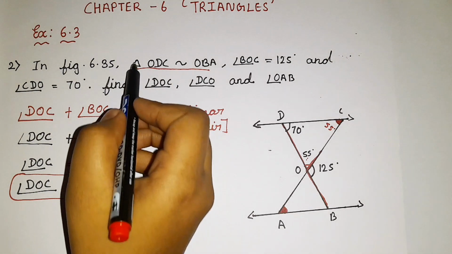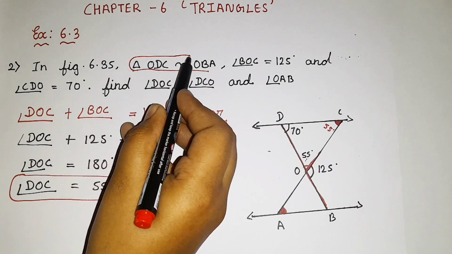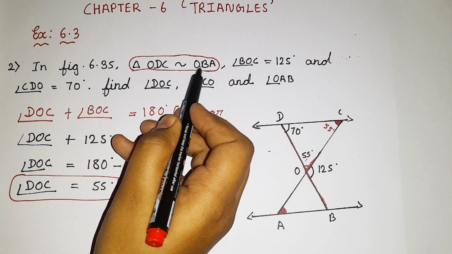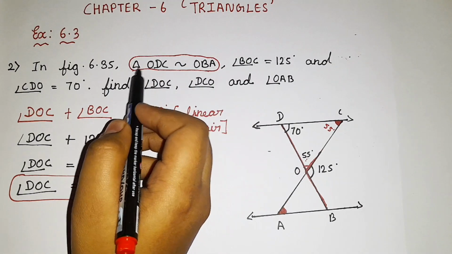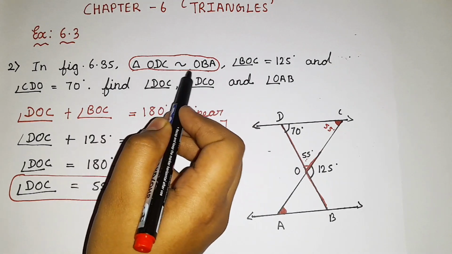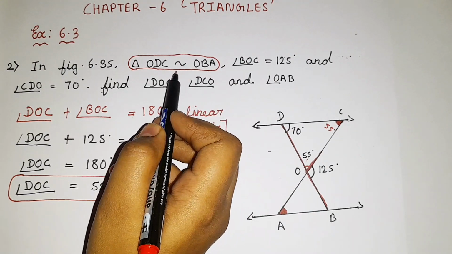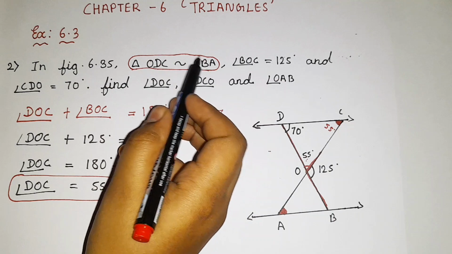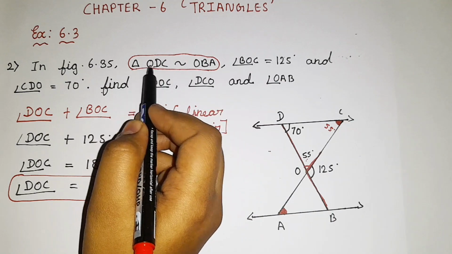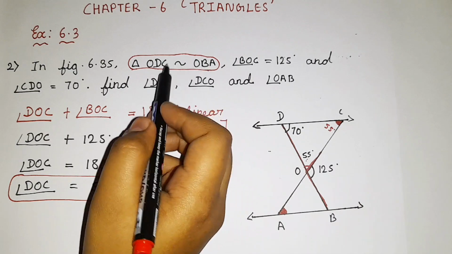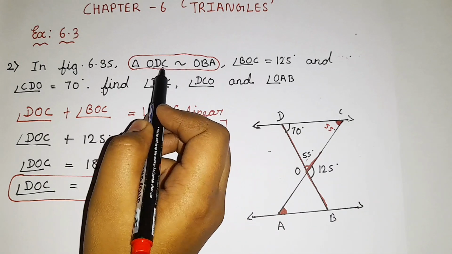So the clue is, here we have triangle ODC is similar to triangle OBA. It is a triangle, not an angle. So triangle ODC is similar to triangle OBA. It is already mentioned in the question, so we are going to take help of this, triangle ODC similar to triangle OBA. We are going to use this right now.